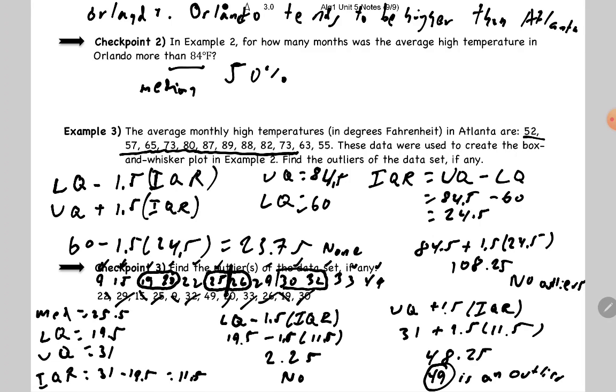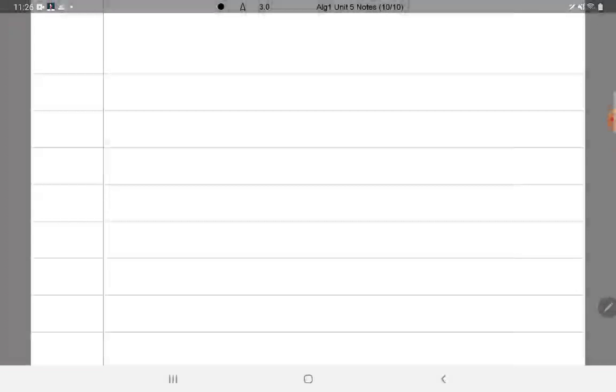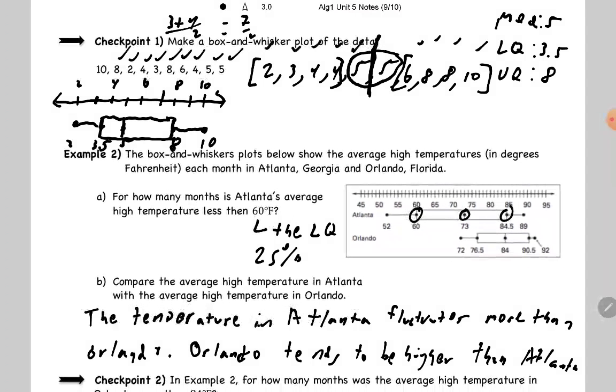All right. And that's that for today. Sorry for a little confusion there. But once again, the confusion was if you have an even number of data and you're trying to find the median, you would take the two and add them together and divide by 2. You would take the average.